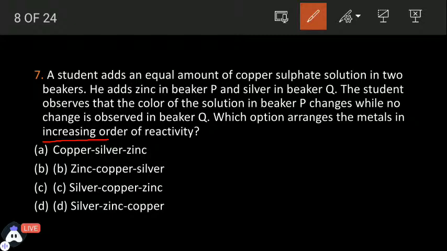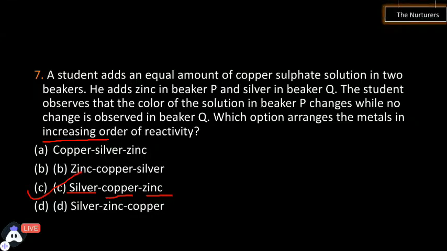So the least reactive among them is silver, followed by copper and followed by zinc. So C is the correct option among the following. Though see, the question was so confusing that you couldn't get what the question is asking, but the options are so simple. The only thing this paper maker wants to know is whether you are aware of the reactivity series or not and which is the correct order of reactivity.